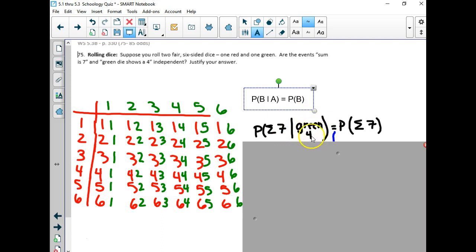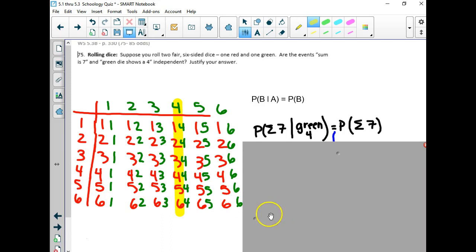Given that it's a green 4, what am I going to do? I'm going to highlight where it's a green 4. So green 4 is right in this column. I'm always going to circle or highlight the given. That's the key. There's 1, 2, 3, 4, 5, 6 places I could have a green 4. Now, out of those 6 places, I want to know what's the probability that the sum will be 7. Well, the sum is 7 is only in one spot, and that's right here.